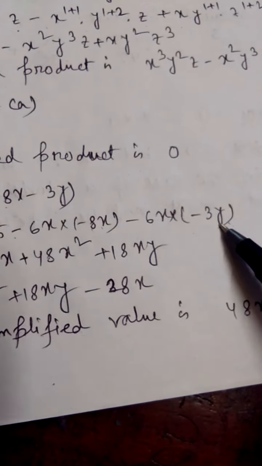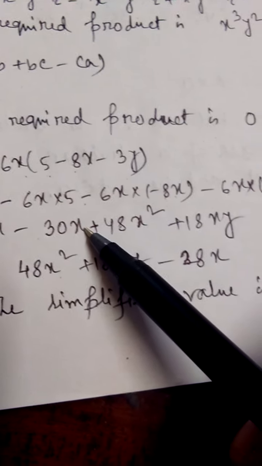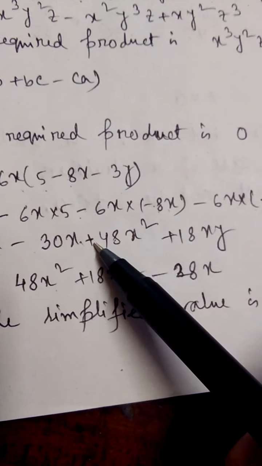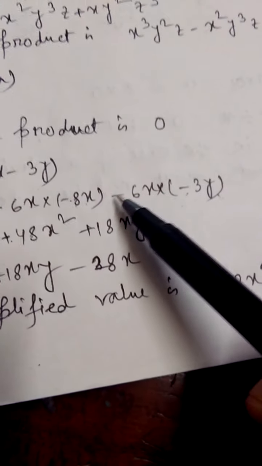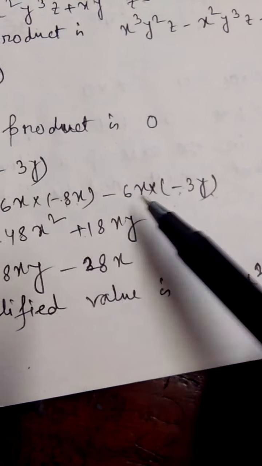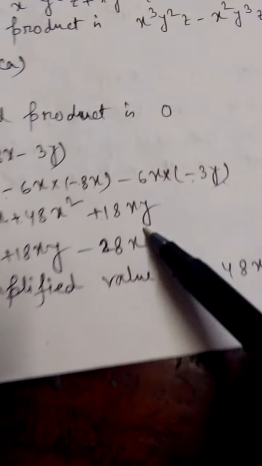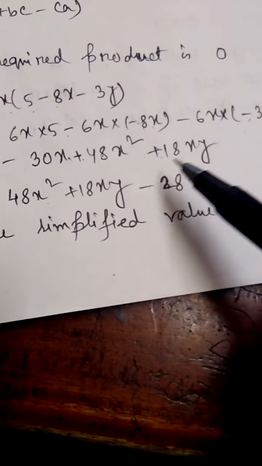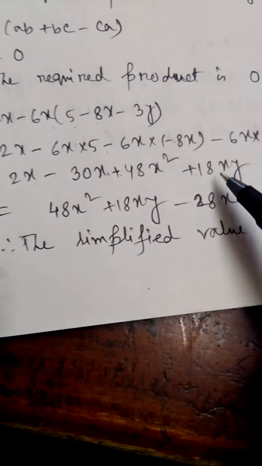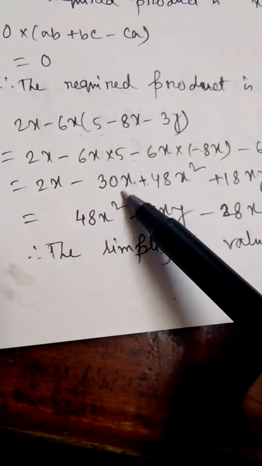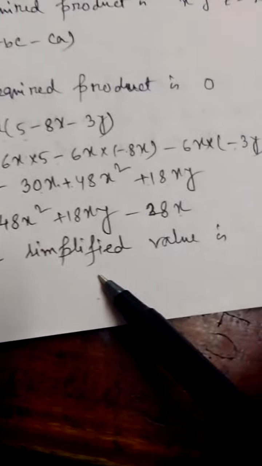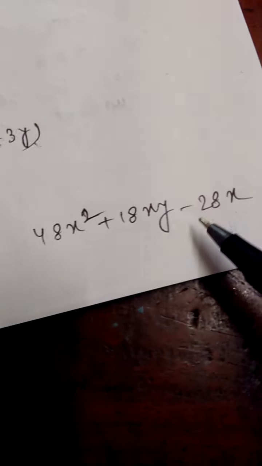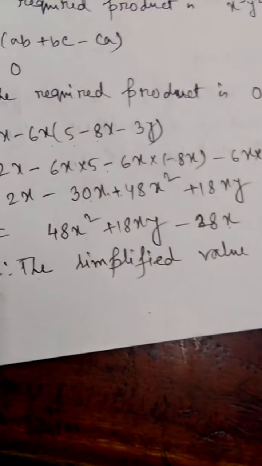Equal to 2x minus 6 into 5, that is 30x, minus into minus is equal to plus, 6 into 8 equal to 48, x into x equal to x square, minus into minus equal to plus, 6 into 3 equal to 18xy, equal to 48x square plus 18xy. 2x minus 30x are similar terms, so after simplification we shall get minus 28x. Therefore, the simplified value is 48x square plus 18xy minus 28x.